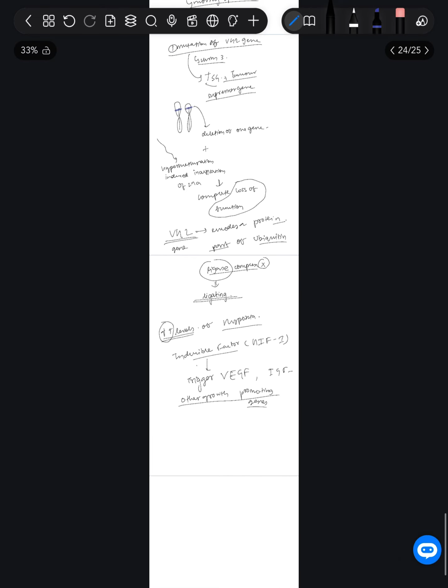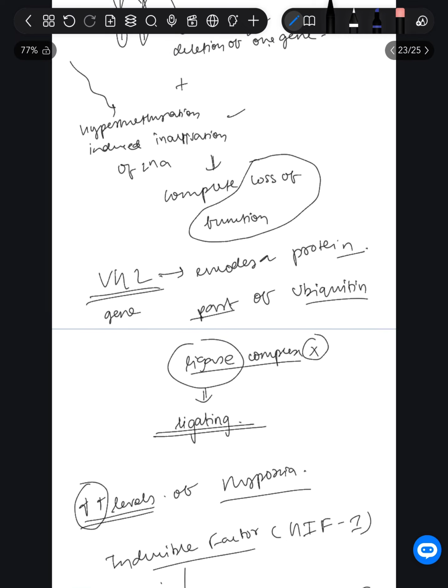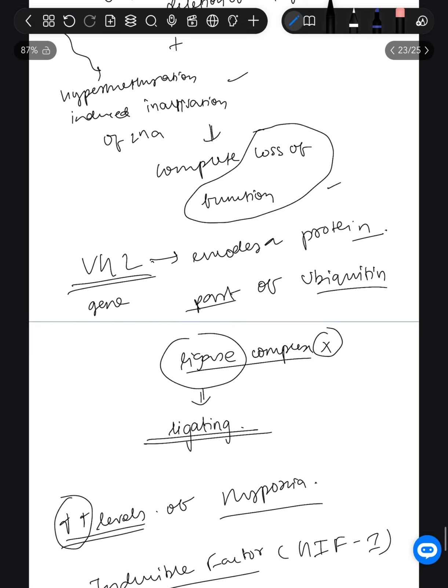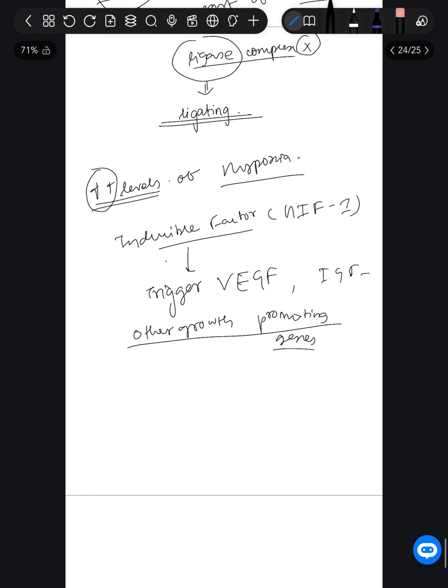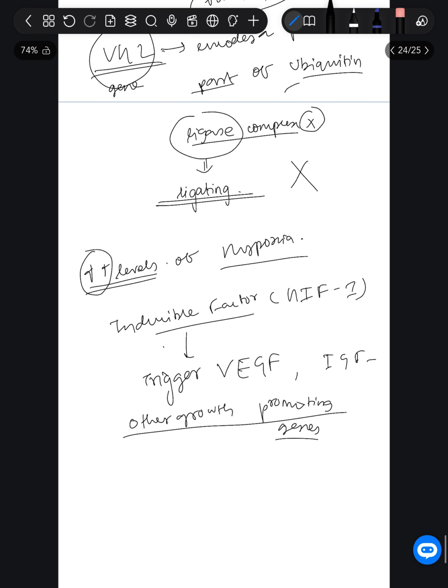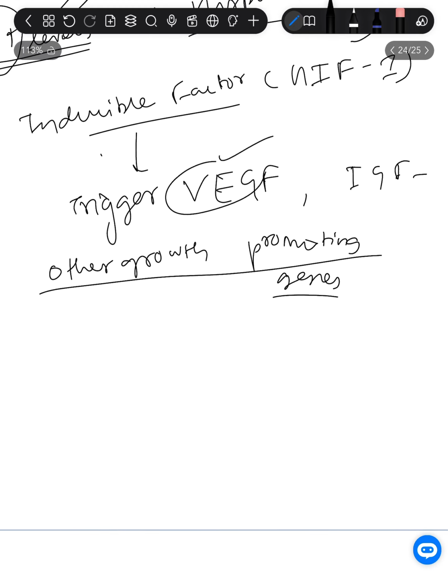So what happened was, there is the VHL gene, a tumor suppressor gene. We have deletion of one gene and hypermethylation of the other gene, which leads to complete loss of function. This VHL gene encodes a protein that is part of the ubiquitin ligase complex. This inactivation leads to an increase in levels of hypoxia inducible factor like HIF1. Even though there is no hypoxia, this will trigger VEGF, IGF and other growth promoting genes, which leads to neoplasm.